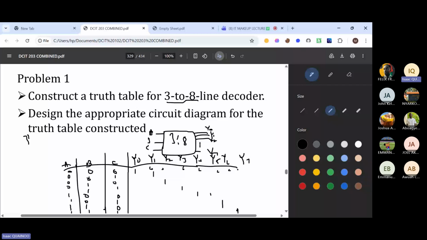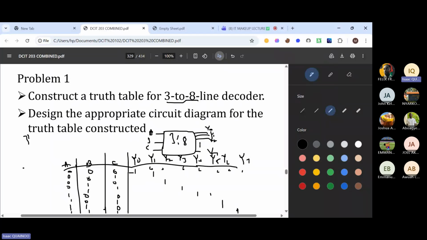Now you take each of your outputs, Y0, and then you ask yourself, what is the corresponding Boolean expression for Y0? You know, Y0 is 1 when A, B, C are all 0.